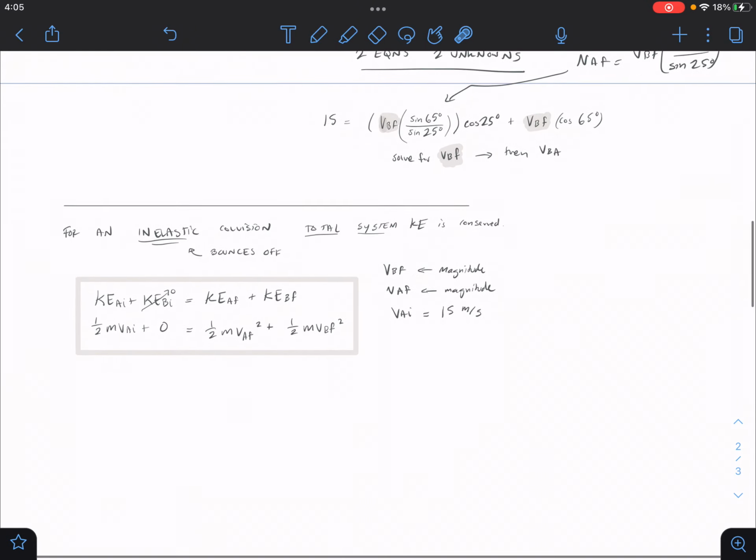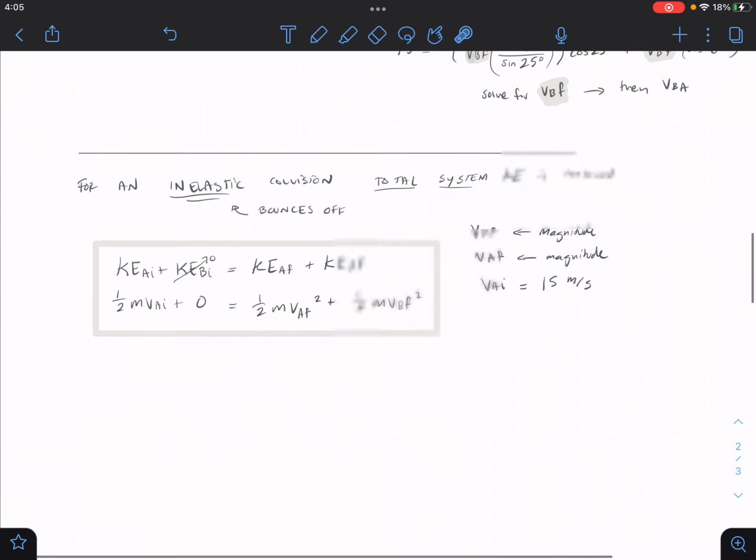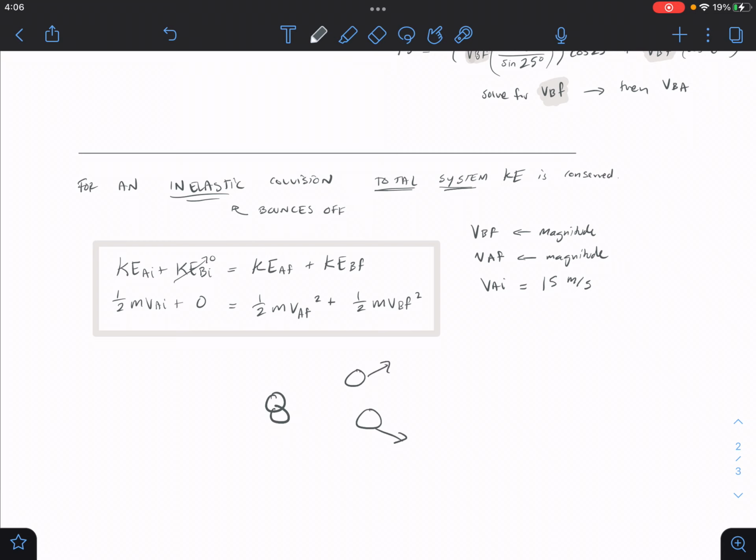And then the last piece, for the second part. For an inelastic collision where they stick, the total system kinetic energy is not necessarily conserved, but for an elastic collision where they bounce, so they hit and then go off in two different directions, we can say that the total system kinetic energy is conserved. And so at the end, he has an expression where he sets that up.